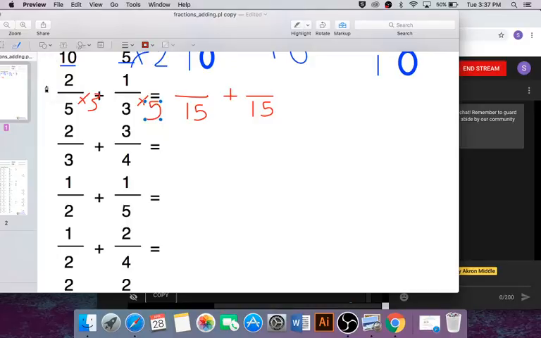So we multiplied 5 times 3 to get 15, so whatever we do to the bottom, we do to the top. So we have 2 times 3, which is 6. We multiplied 3 times 5 to get 15, so we're going to multiply 1 times 5, which is 5. And then we can add. So we have 6 plus 5 is 11. So we have 11 over 15.